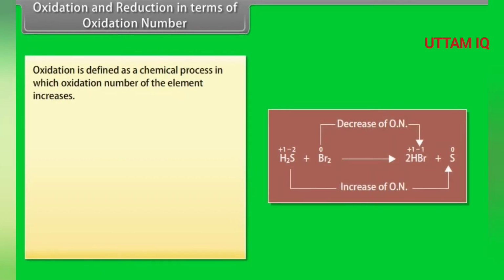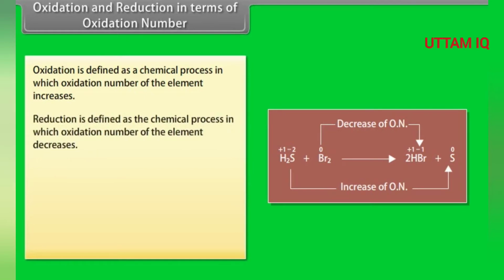Oxidation and reduction in terms of oxidation number. Oxidation is defined as a chemical process in which the oxidation number of an element increases. Reduction is defined as the chemical process in which the oxidation number of an element decreases. Consider the reaction between hydrogen sulfide and bromine to give hydrogen bromide and sulfur. The oxidation number of bromine decreases from 0 to -1, thus it is reduced. The oxidation number of S increases from -2 to 0, hence H2S is oxidized.